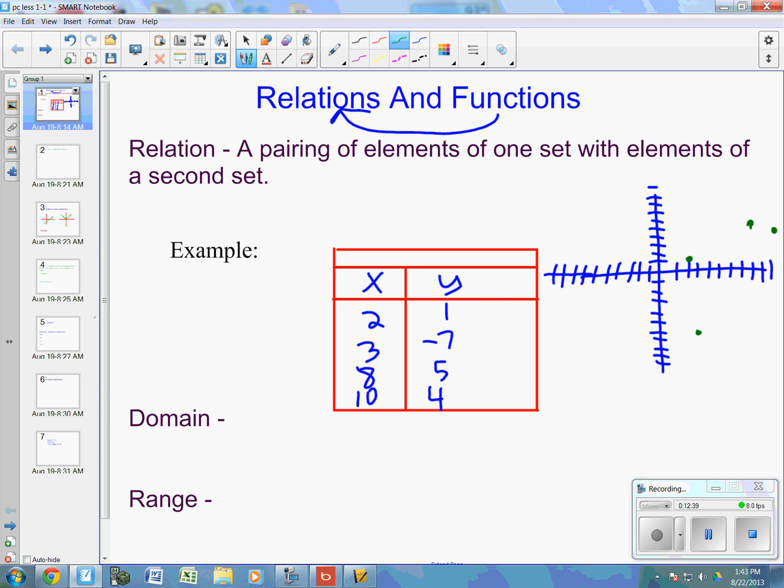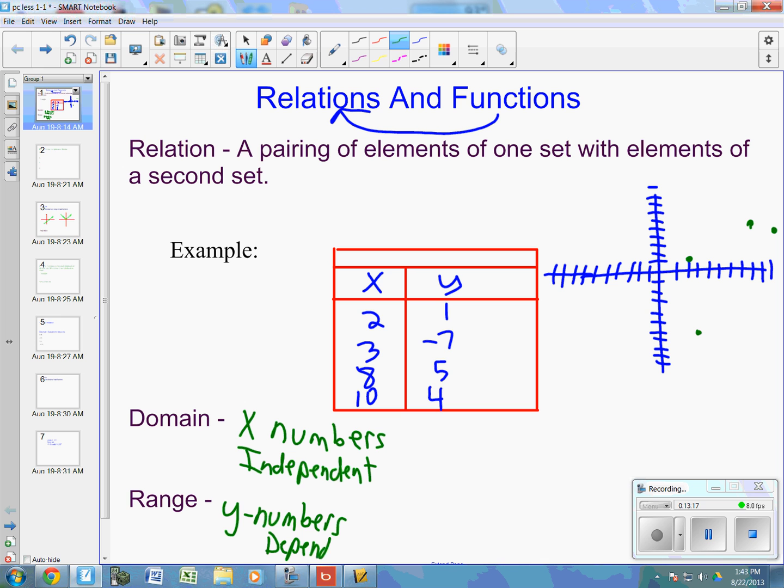Some of these numbers are domain numbers, and some of them are range. Do you guys know which ones are which? Other way around. Yeah, domain is the x numbers. Or if it's a function, it's the independent variable or quantity. Range is the y numbers. I should say values instead of numbers. And if it's a function, it's the dependent.